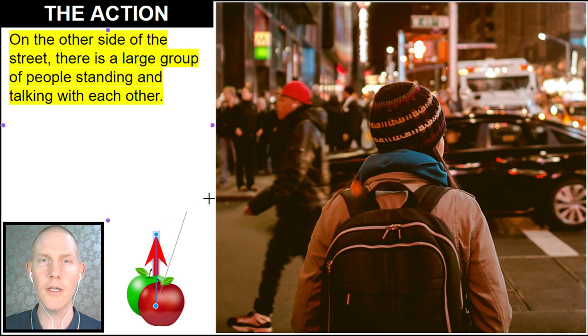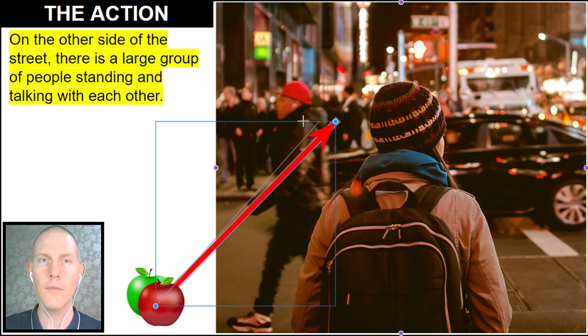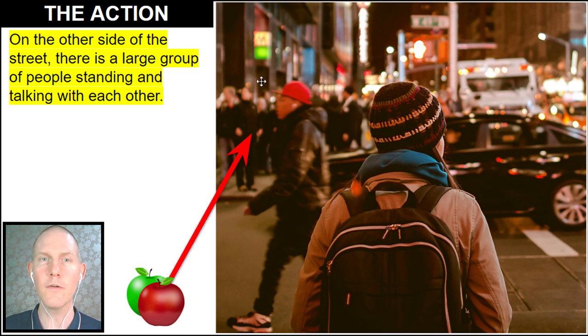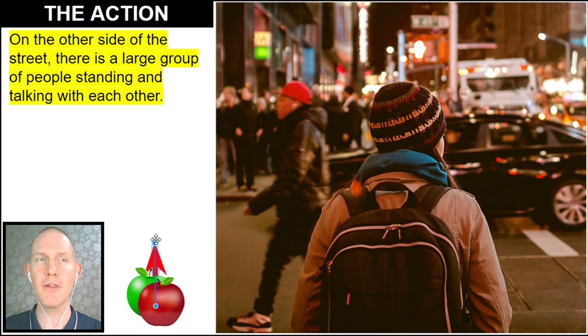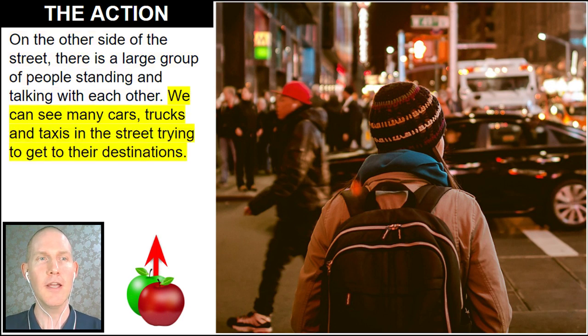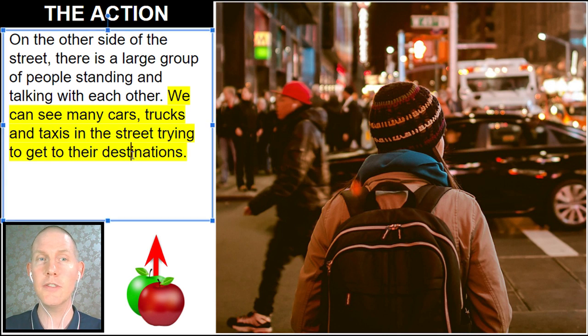We would cross the street and go over here, or maybe over here, where there's a group of people. I don't know if they're outside a restaurant or if they're going somewhere, but they're standing and talking with each other. They're chatting. We can see many cars, trucks, and taxis in the street trying to get to their destinations. If we look over here, there's a big truck, there's probably a yellow taxi, there's this black sedan in front, and I imagine there's a lot of traffic moving around. And they're trying to get to their destination.